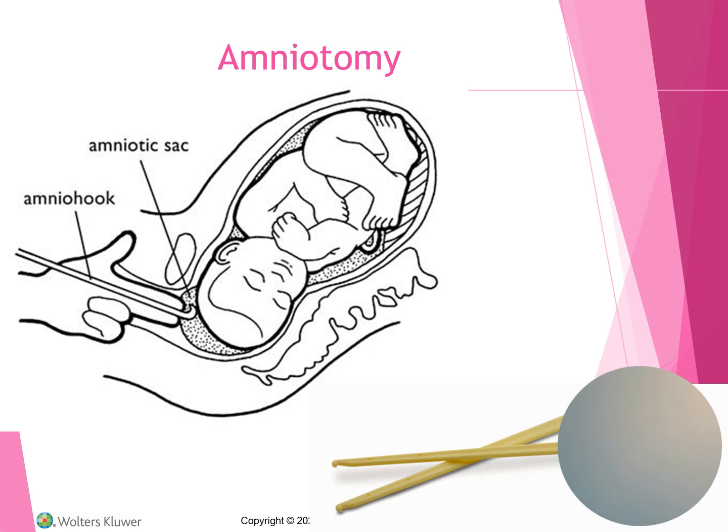It can also be given orally. Some of the different ones that are used are Prepidil, Cervidil, or Cytotec. Cytotec is a pill and it's an off-label use. It's one of those medications that's used for peptic ulcer disease, also known as misoprostol.